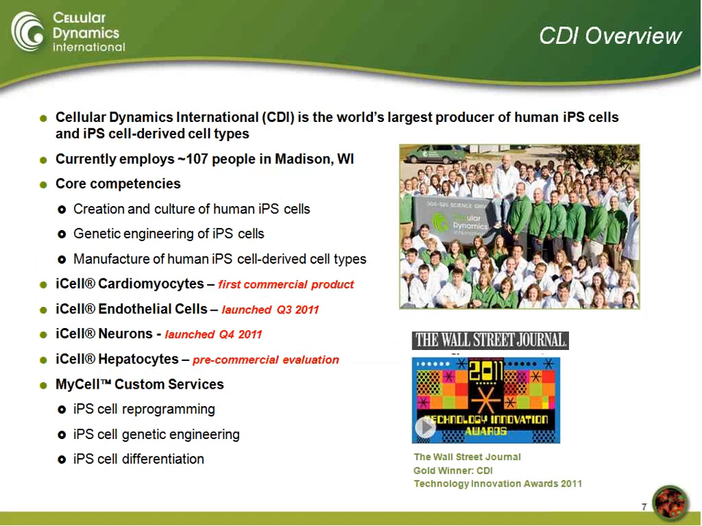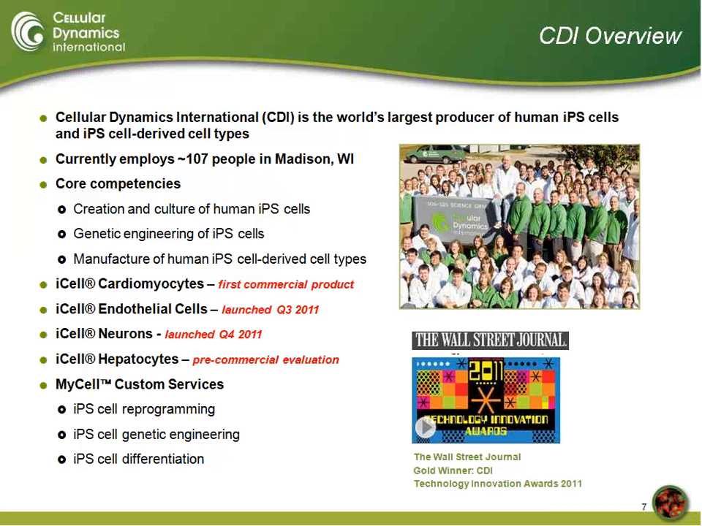So who are we? Cellular Dynamics International is the world's largest producer of human iPS cells and iPS-derived cell types. Currently, CDI has about 107 or more people now, and we really have three core competencies. And those are the creation and culture of human iPS cells, genetic engineering of the iPS cell lines, and manufacture of human iPS cell-derived cell types. Those are really our three main strengths that bring you the iCell products.